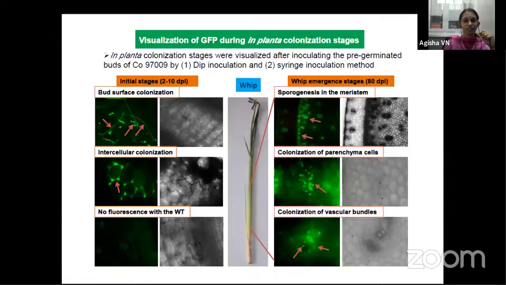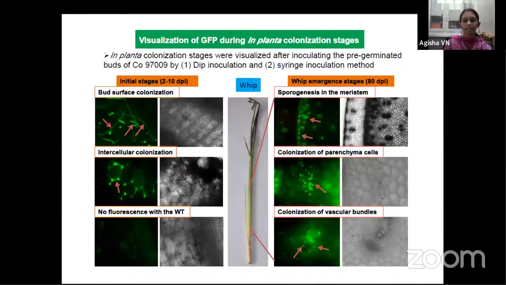Finally, the visualization of GFP during in planta colonization stages was done after inoculating the pre-germinated buds of the susceptible variety Co 97009 by dip inoculation and syringe inoculation methods. Here, with the GFP tagged haploid sporidia, we got a whip, indicating its pathogenicity. During the initial stages, that is 2 to 10 dpi, extensive colonization of the bud surface with the haploid sporidia and dikaryotic mycelia was seen. We were also able to see intracellular colonization, establishing the penetration of the mycelia into the sugarcane tissues. But no fluorescence was observed with the wild type.